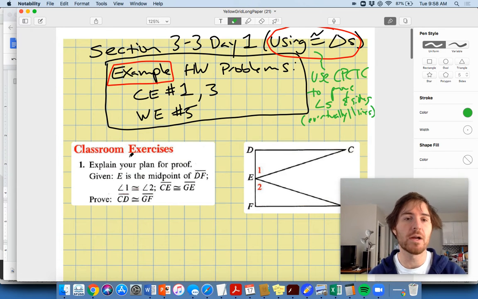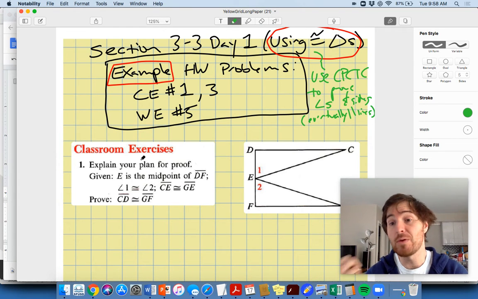All right, anyways, we got number 1 here, classroom exercise. It says, explain your plan for a proof. Nice. We don't actually have to prove it. We got to show that we would know how the proof would work. Okay, so I don't need to do 2 columns, nothing like that.